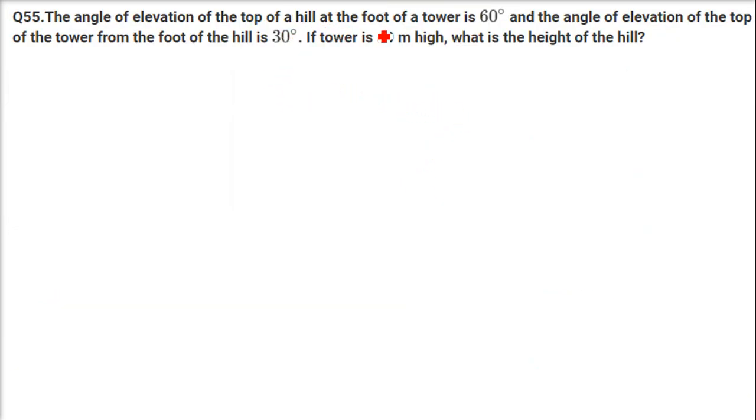The angle of elevation of top of a hill at the foot of a tower is 60 degree, and the angle of elevation of the top of the tower from the foot of the hill is 30 degree. If the tower is 50 meter high, what is the height of the hill?